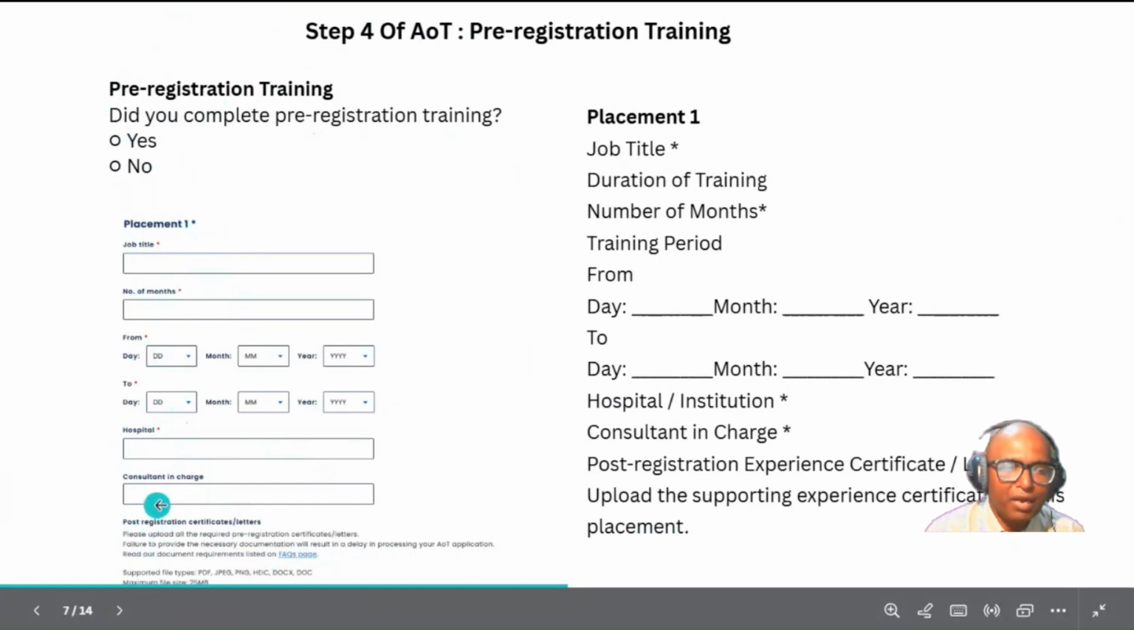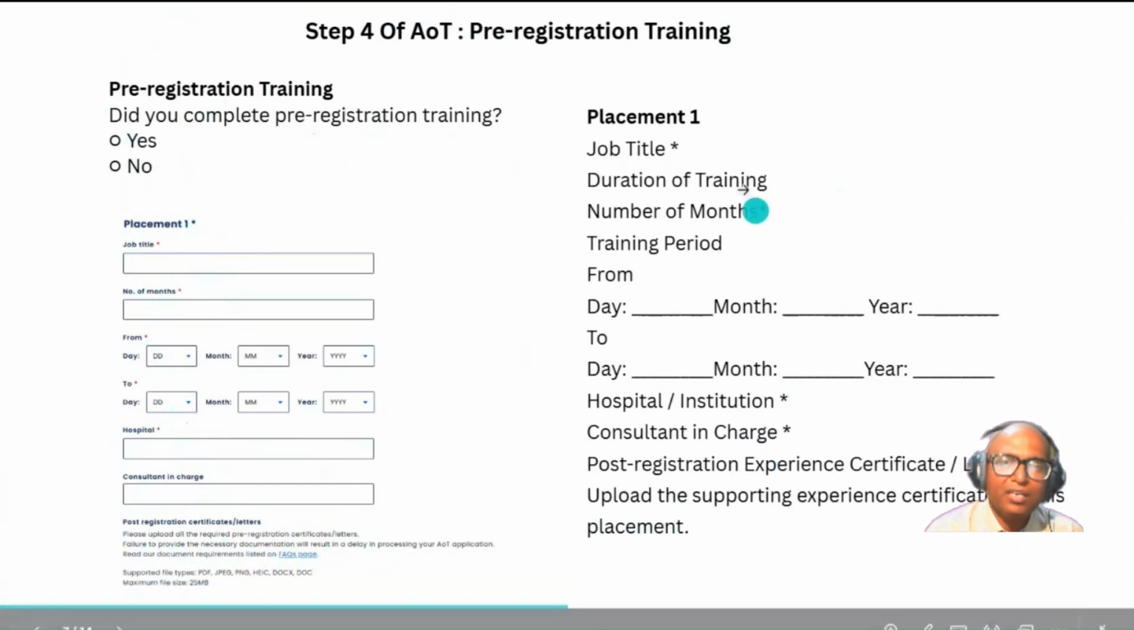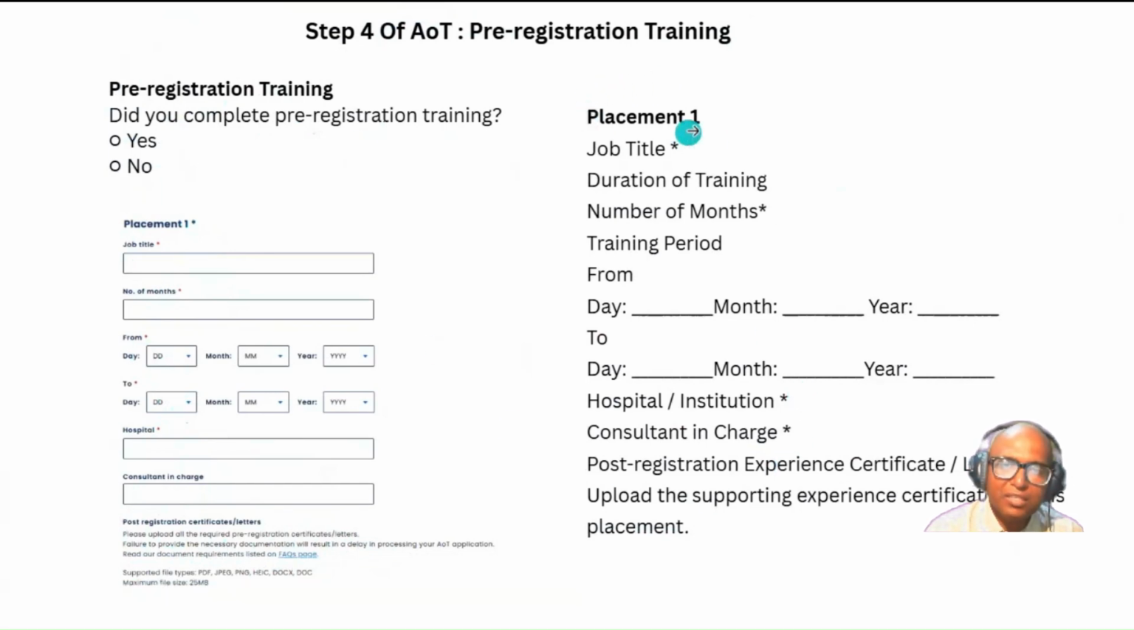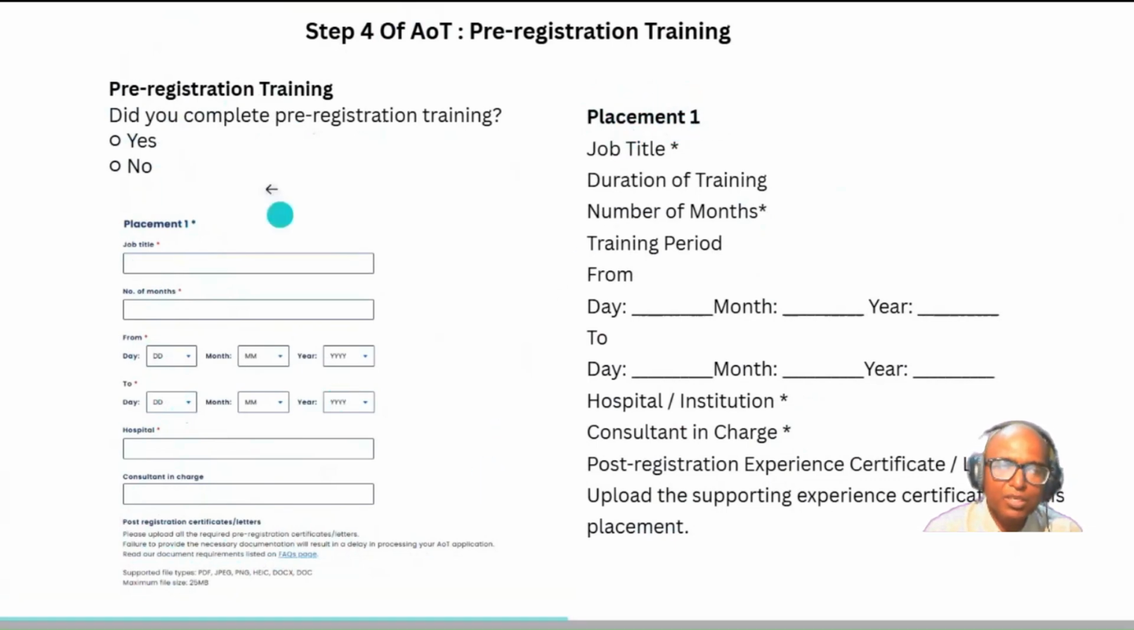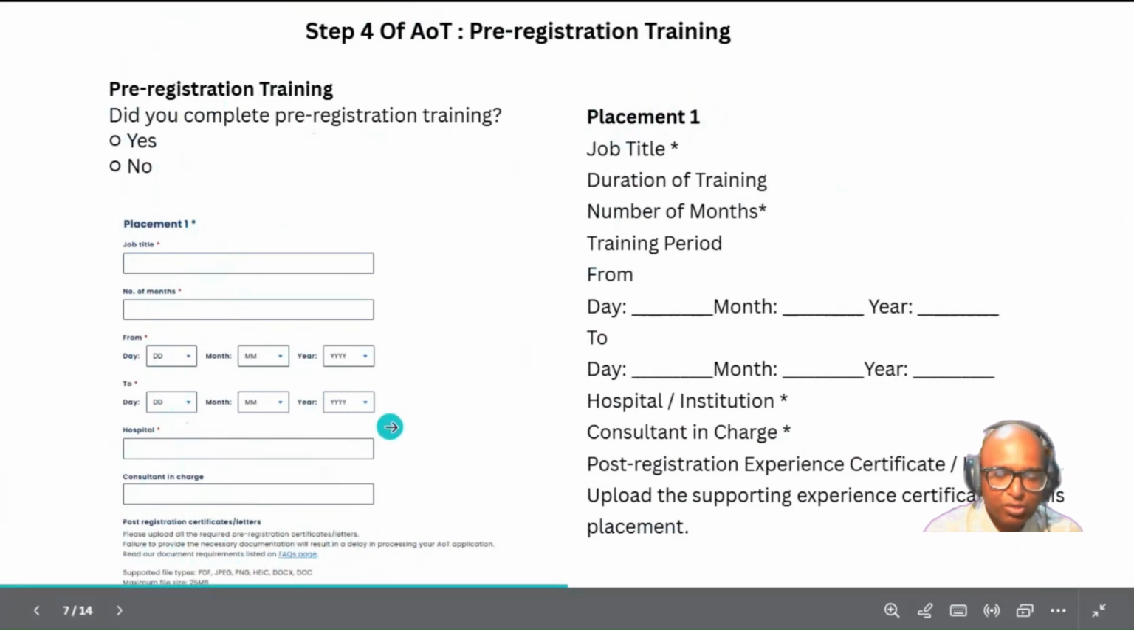So here, I think by mistake they have mentioned the post-registration certificate, but the next line immediately says, please upload all the required pre-registration certificates or letters. So all the details of the internship you are going to write. If it is one placement for all 12 months, you will write that in one column, but if it is multiple placements, then you will fill placement 2, placement 3 also.